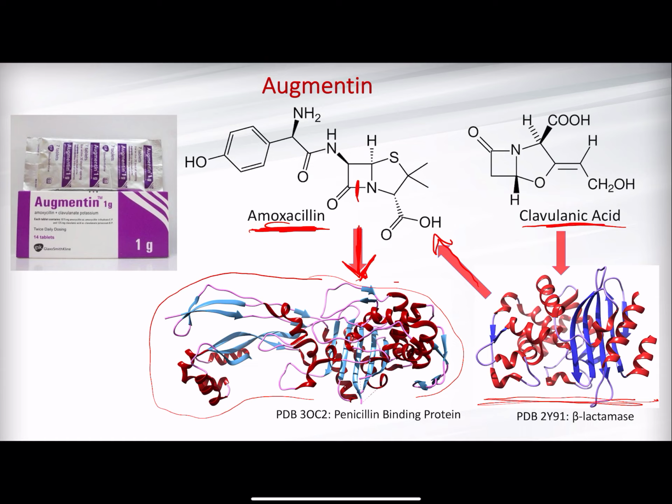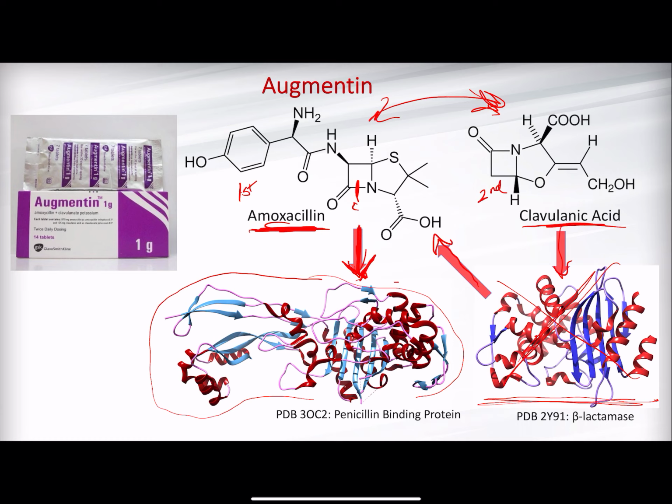So what have we done? We have discovered a second compound that inhibits beta-lactamase. So now we give both of these compounds together, and the first compound, amoxicillin, is the antibiotic, and the second compound is a small molecule inhibitor of the enzyme that destroys the amoxicillin. So if this enzyme doesn't work, then the amoxicillin can do its job.